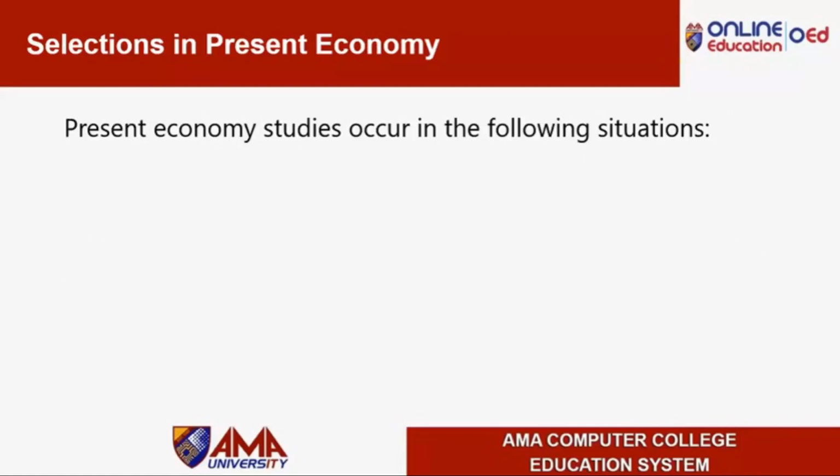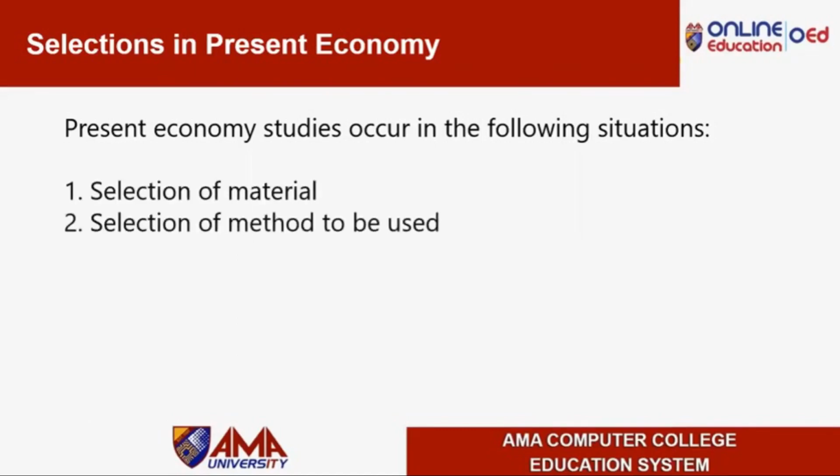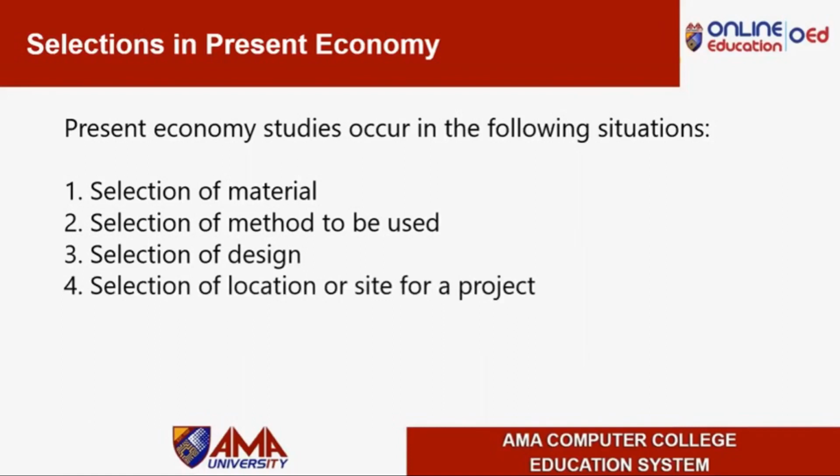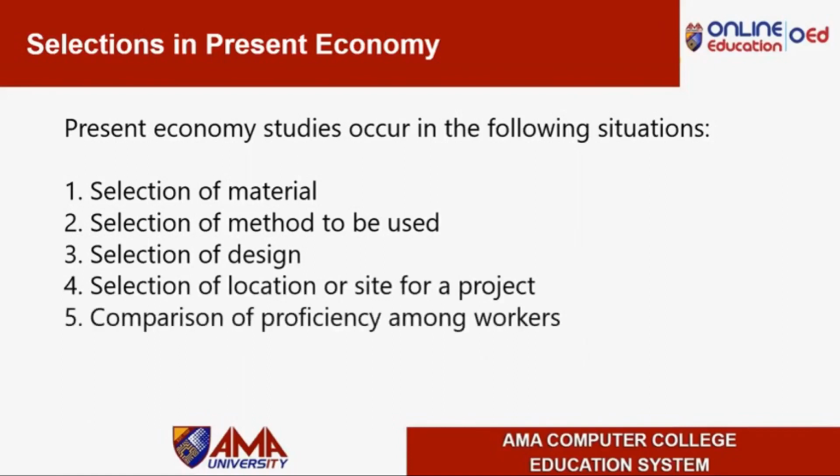Then selections in present economy. Present economy studies occur in the following situations. Actually, there are many cases in engineering economy studies wherein interest is not a factor. First, selection of material. 2, selection of methods to be used. 3, selection of design. 4, selection of location or site for a project. 5, comparison of efficiency among workers. And last, economy of numbers of laborers.